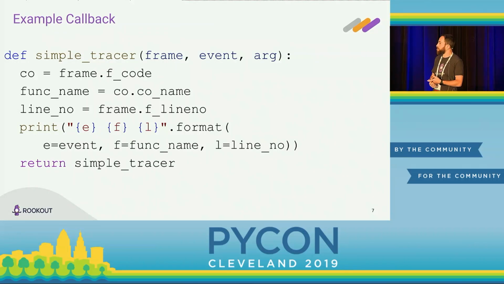Event is a string describing the event that we are just receiving. It's going to be either call, line, return, or exception. And arg is an additional argument that provides us a bit more information about the event. What does our simple tracer do? It starts by collecting information on the frame. It collects the function name and line number, and then it prints the event, function name, and line number to the standard output. Finally, our tracer returns itself, which we'll discuss a bit more later. Let's take a look at what happens when we run this example callback against a sample Python code.